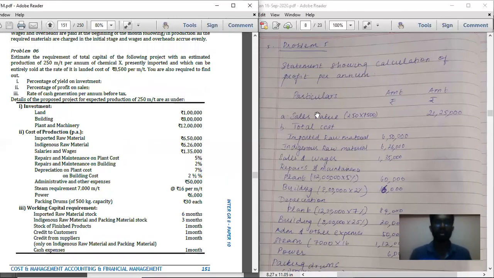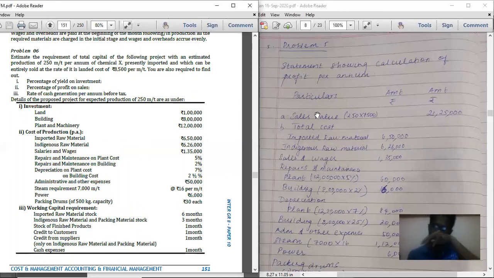Okay, now we'll take down the problem. We'll go to solution. Problem number 6. Take the notes. Underline it. Statement number 1. Statement showing calculation of profit per annum.